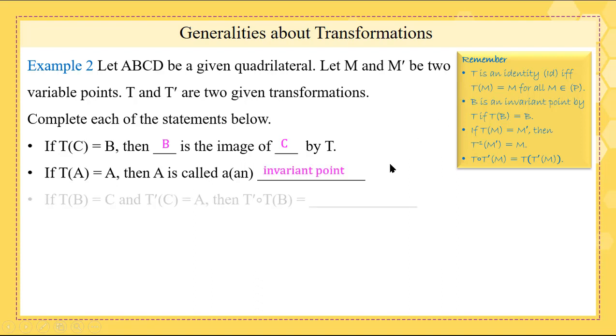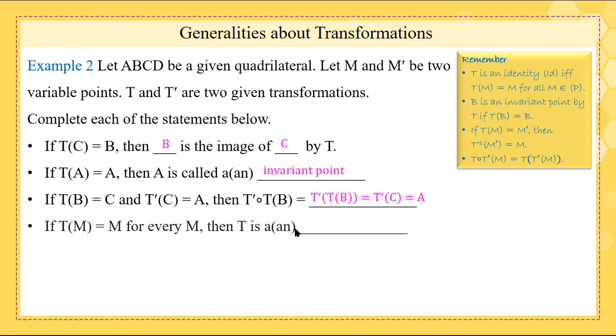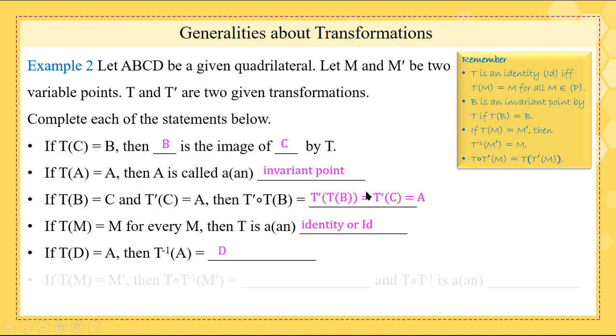If T of B is equal to C and T prime of C is equal to A, then T prime round T of B is equal to T prime of T of B, and since T of B is equal to C, we get T prime of C, which is equal to A. If T of M is equal to M for every M, then T is an identity or ID according to the first remark. Now, if T of D is equal to A, then T minus 1 of A is equal to D according to the third remark.